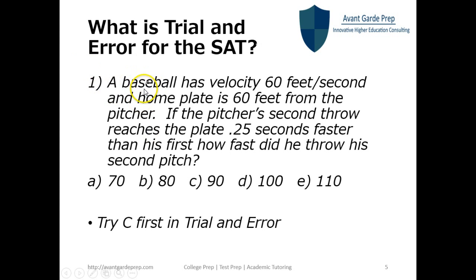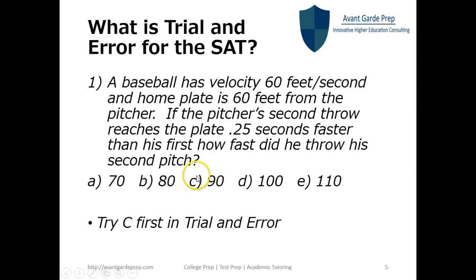Okay, so our first example for trial and error is: imagine a baseball has a velocity of 60 feet per second and it's thrown a distance of 60 feet. The pitcher's second throw reaches the plate faster than his first. How fast is the second pitch? It says that the pitcher's second throw reaches the plate 0.25 seconds faster.